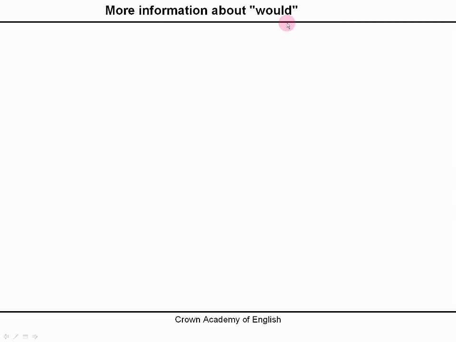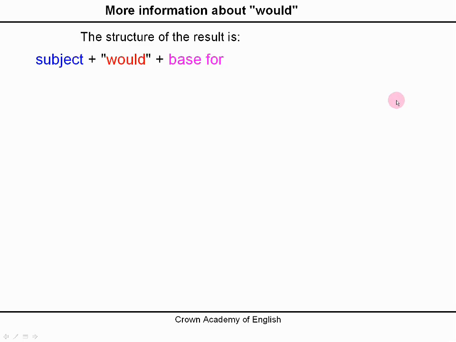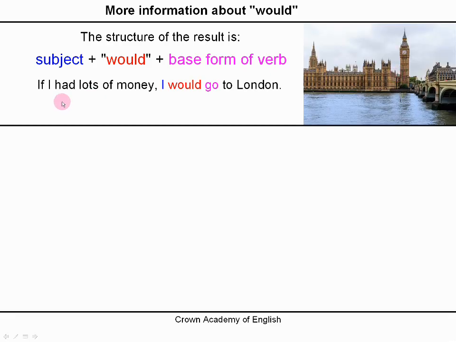Let's look at would. Let's look at the result part of the sentence. And the structure is the subject, would, and then the base form of the verb. So here is an example. If I had lots of money, I would go to London. So I is the subject, then we say would, and then go is the base form of the verb. So this is the result. I would go to London.